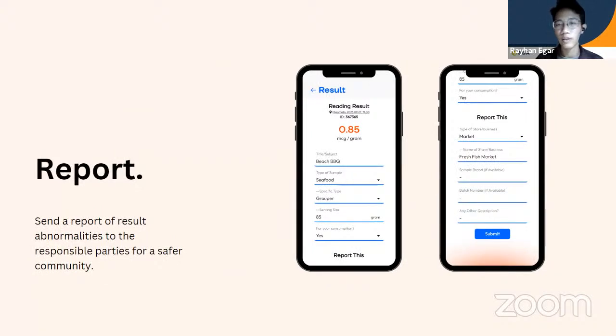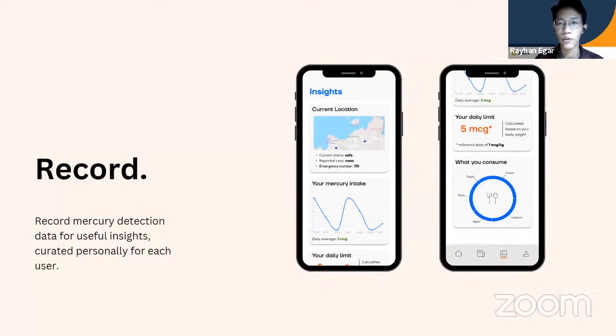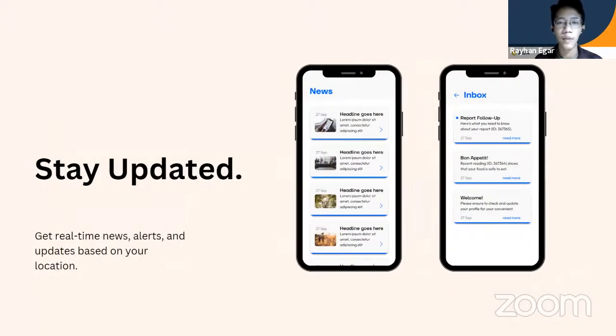They can also report if anything happens to be an abnormal one. So within the same page, the user can send a report submission to the official government, and the official government will further take action according to their standard procedures. And then they can also record their mercury consumption by providing insights based on their locations. And they can also stay updated by receiving news and alerts that are relevant to their locations.